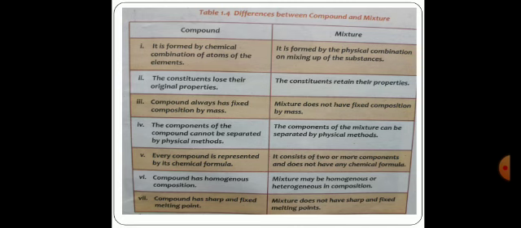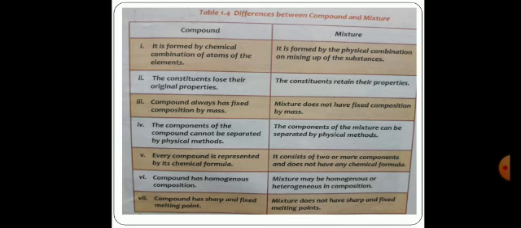Again, a compound always has a fixed composition by mass. As we discussed previously, in water the ratio is 2:1, two hydrogen and one oxygen. A mixture does not have a fixed composition by mass. Fourth, the components of a compound cannot be separated by physical methods. They can only be decomposed, like water can be decomposed into hydrogen and oxygen. The components of a mixture can be separated by physical methods like evaporation and filtration.